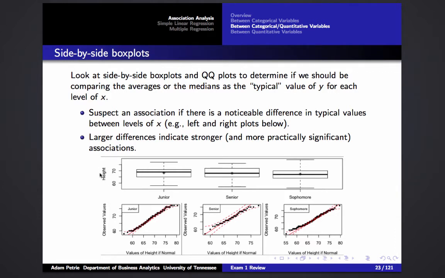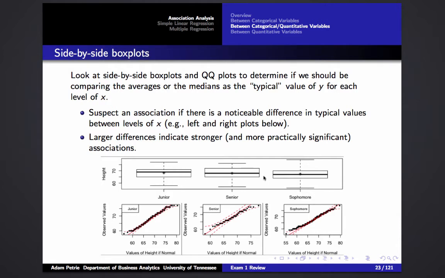In this case, we're looking at the distribution of height for juniors, for seniors, and for sophomores, and we see that the median values really aren't all that different. The average values aren't that different as well, so we actually wouldn't suspect too much of an association going on. It doesn't look like knowing the class level of the individual really narrows down what that typical value for the height would be. So here we don't see very big differences, but when the typical values do look very different, that indicates a stronger and more practically significant association going on.